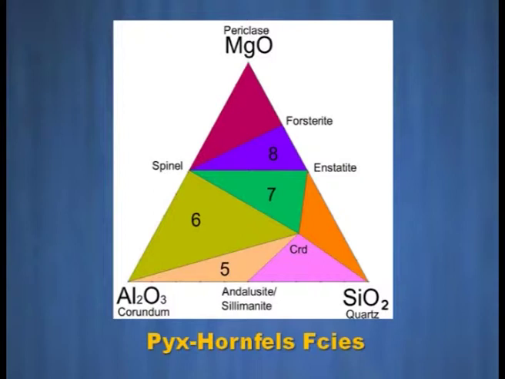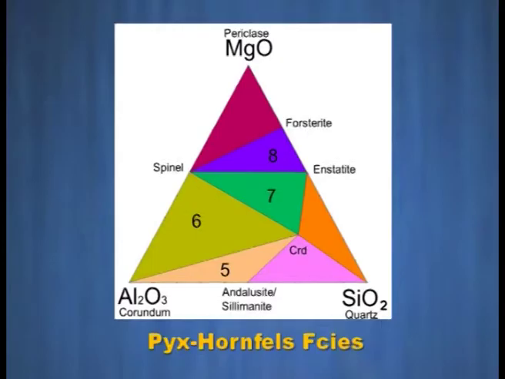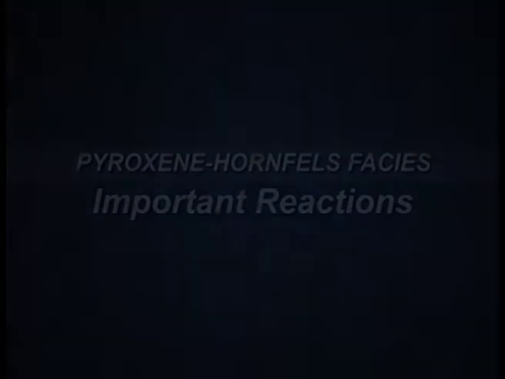If we see the pelitic assemblages as shown in the Al2O3, MgO and SiO2 diagrams, we can observe the important assemblages, that is cordierite, corundum, andalusite, sillimanite; cordierite, corundum, spinel; hypersthene, cordierite, spinel; and hypersthene, forsterite, spinel.